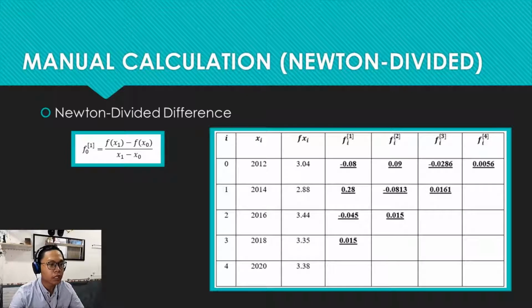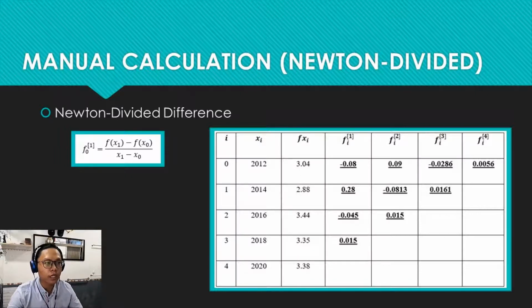Here, the bold and underlined ones are the data that we have to find using the formula of the Newton divided differences. Here is one example, which is for F01, located here. If we replace the value with the data, we get the answer equal to negative 0.08.